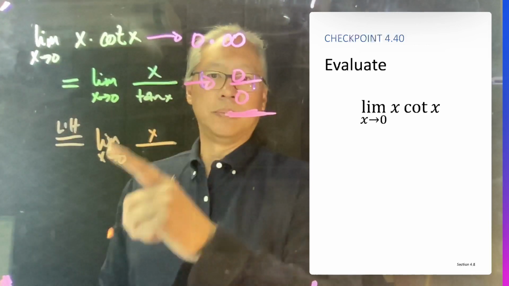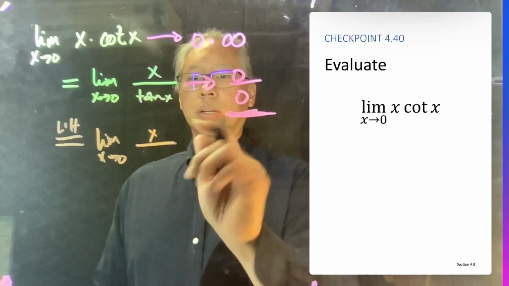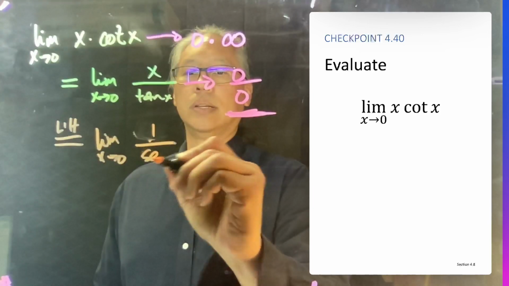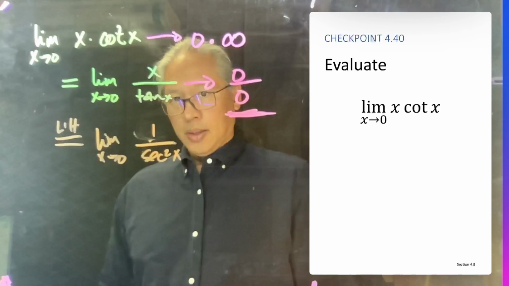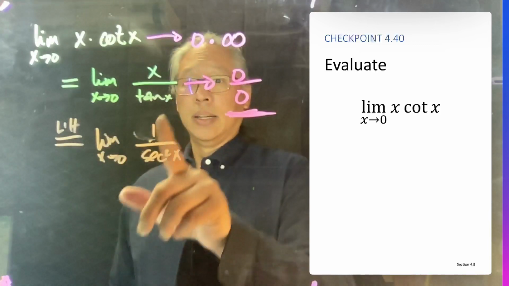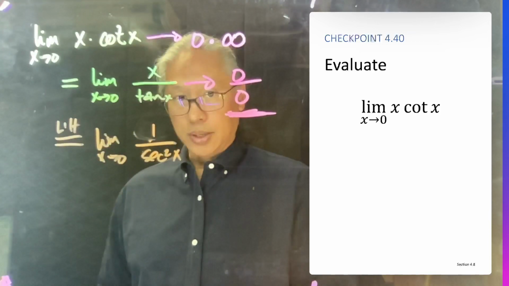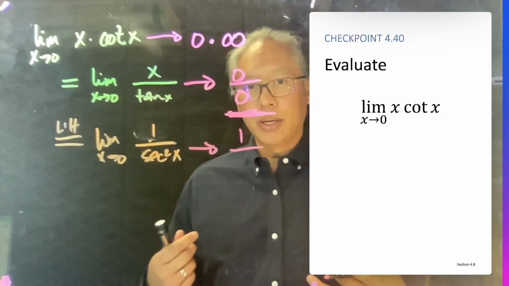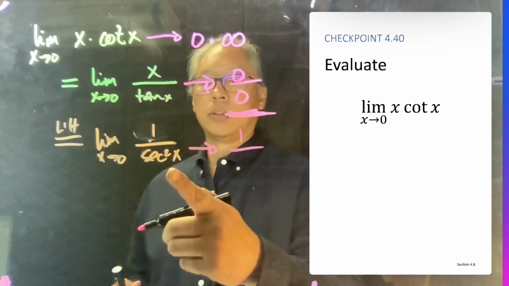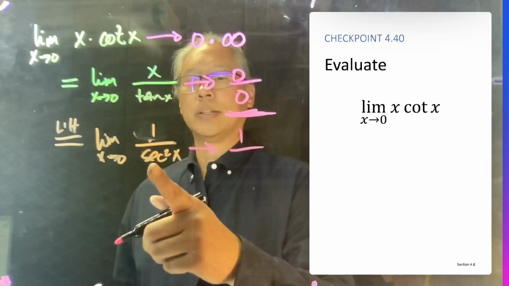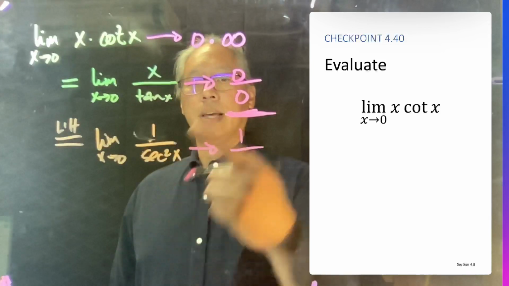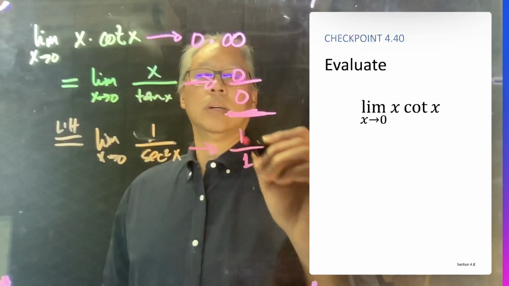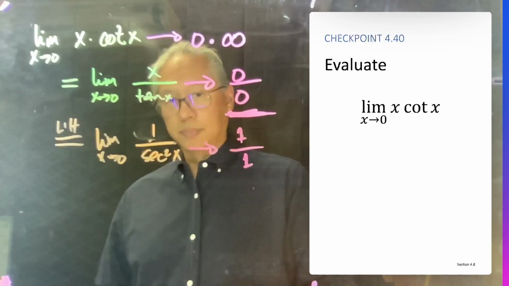And I think we've seen this in a previous checkpoint. The derivative of x is 1, and the derivative of tangent is secant squared of x. Since the 1 is just a 1, we know that this is not going to be indeterminate anymore, and we're just finding out what happens at 0 for the secant function. Secant is 1 over cosine. Cosine of 0 is 1, so this is going to be 1. So the limit here is going to be equal to 1.